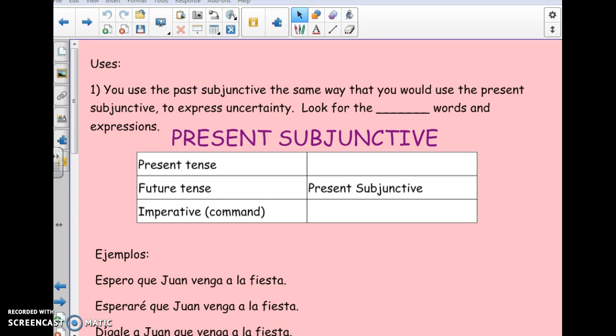So in your pink packet notes, where you wrote down the imperfect subjunctive conjugation steps, you will find this page. I believe it's on the back of the first page of your pink packet notes. Once you get there, it says uses. Number 1, you use the past subjunctive the same way that you would use the present subjunctive, which is to express uncertainty or doubt of some kind. And you're going to be looking for keywords and expressions.